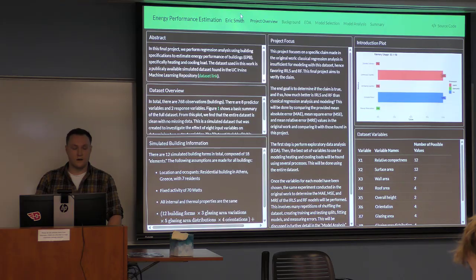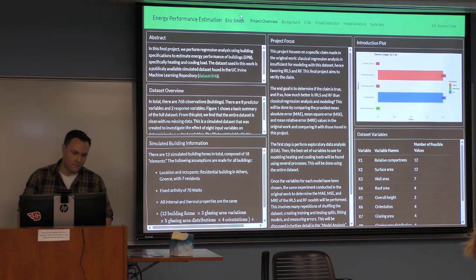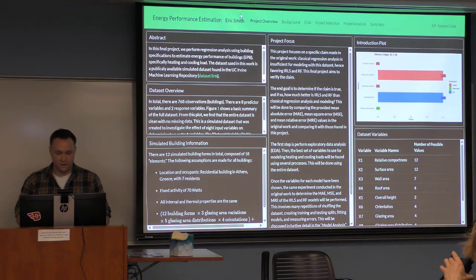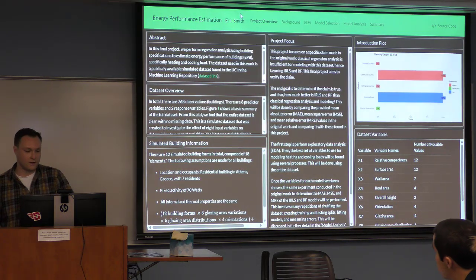My final project is on energy performance estimation for buildings. The whole point of this final project is I'm working with a simulated data set that there's a published paper for, and there's a specific claim that they make in the publication that for this type of problem, but especially this data set in particular, classical regression modeling is insufficient because the relationships between variables are highly nonlinear. And so the whole point is to just address that claim.